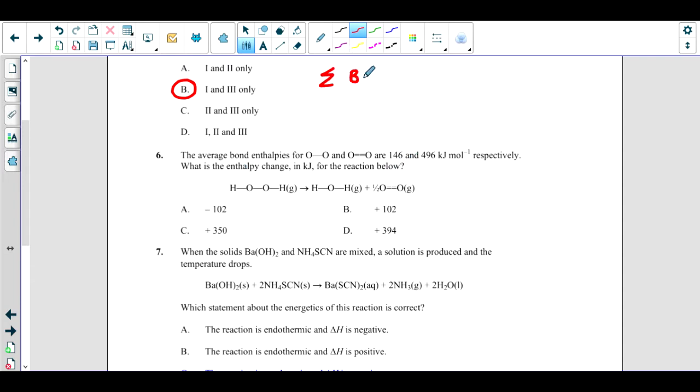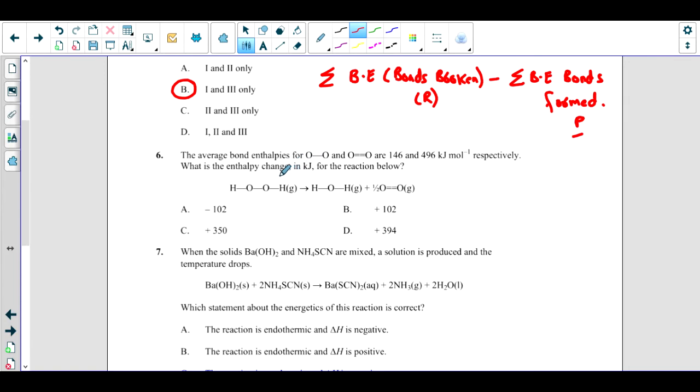Sigma bond energy for bonds broken minus sigma bond energies of bonds formed. We know that in a chemical reaction, bonds are broken on the reactant side and bonds are formed on what we call the product side, because that is what we get.